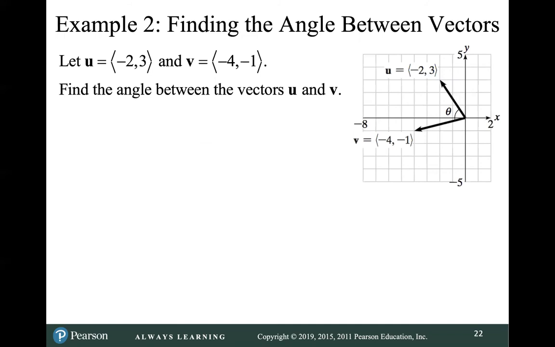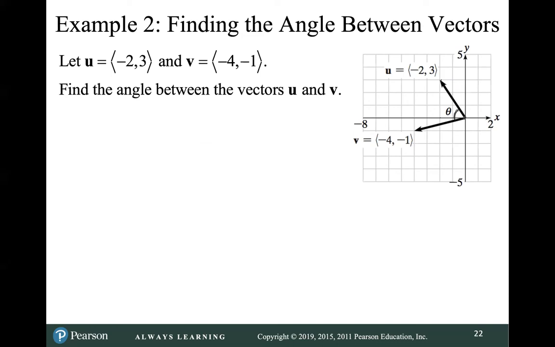We want to find the angle between these two vectors. The first thing I'm going to do is draw a picture. So vector u, -2, 3, means I go from the origin left 2 up 3, just like plotting a point on a graph. Vector v is -4, 1. Find the angle between the vectors. So I'm looking at this angle between the two vectors.